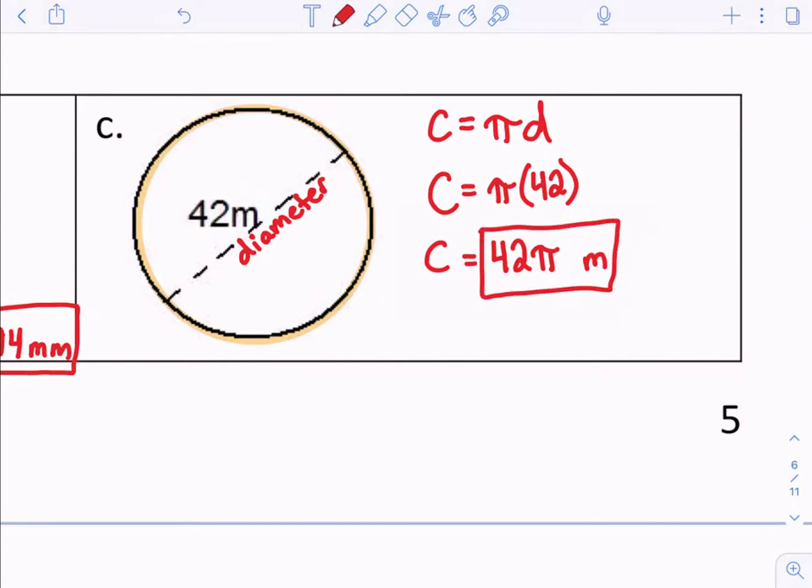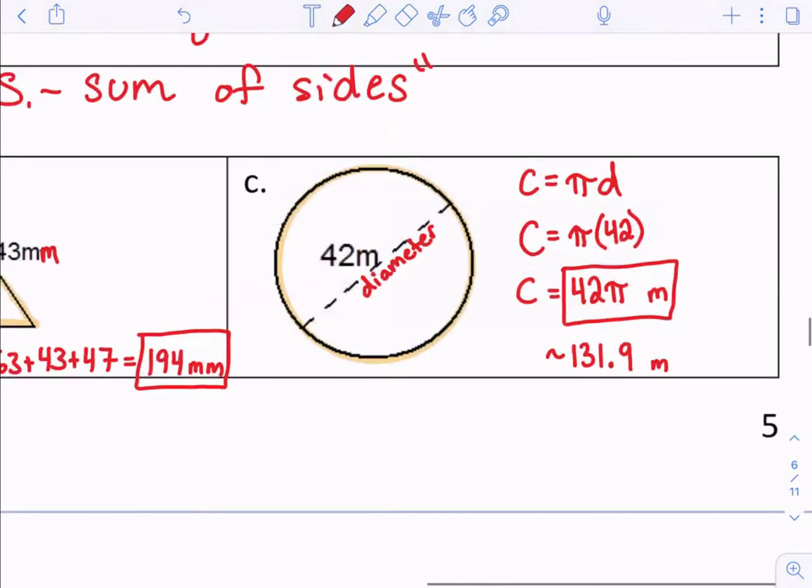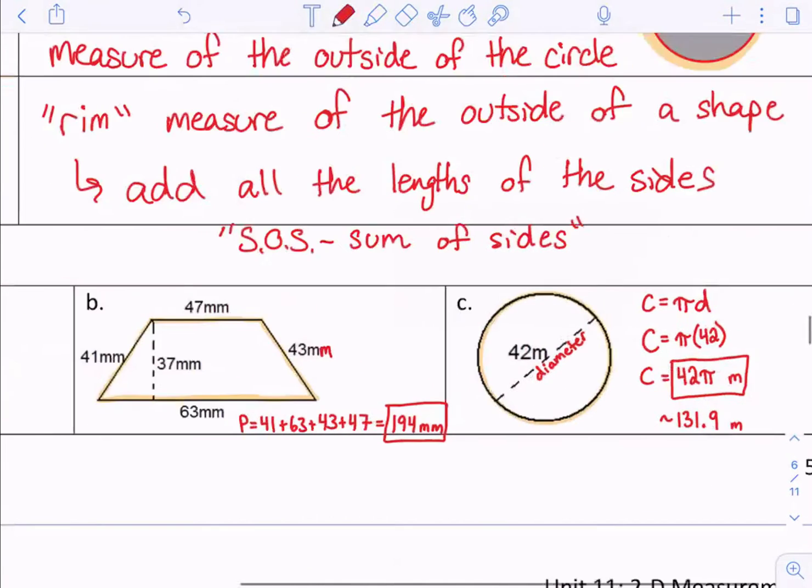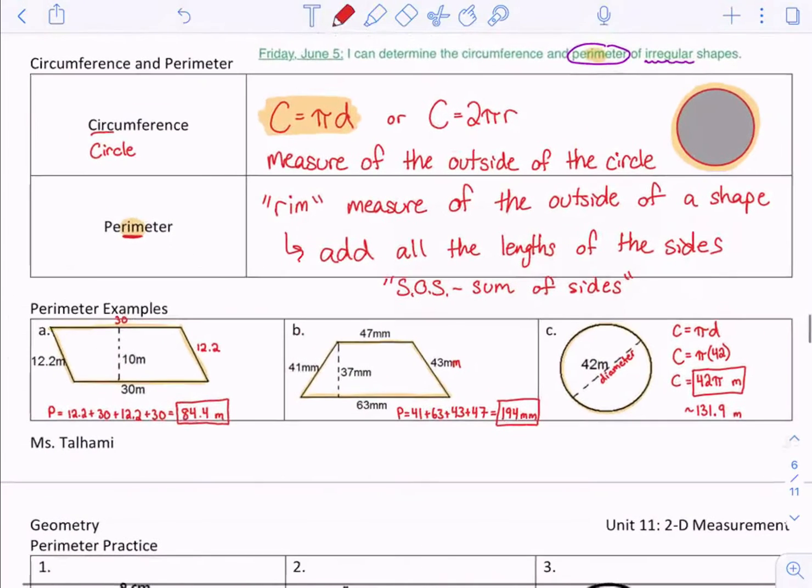If they asked us to round it, we could do 42 times pi in the calculator, and we could say this is approximately 131.9 meters, if they asked us to round to the nearest tenth. So really, that's how you find circumference and perimeter. It's all about the outsides.